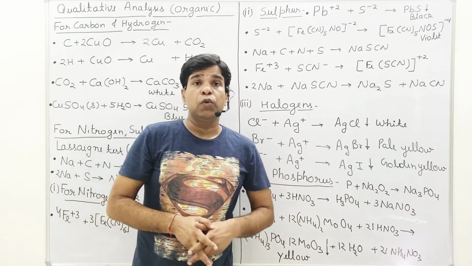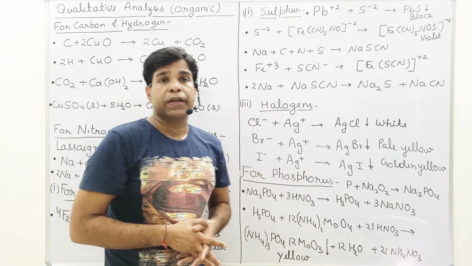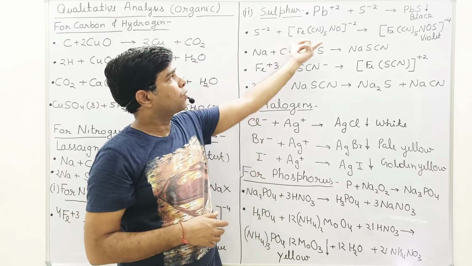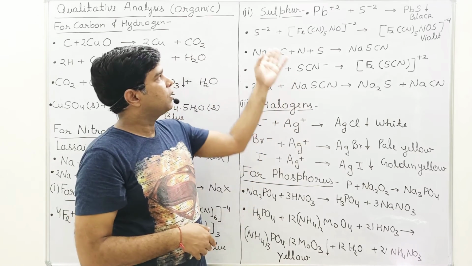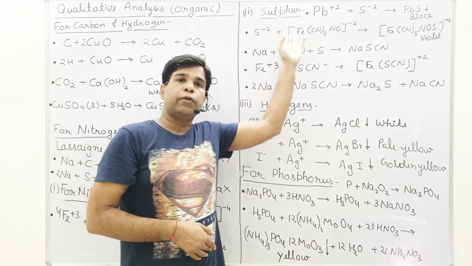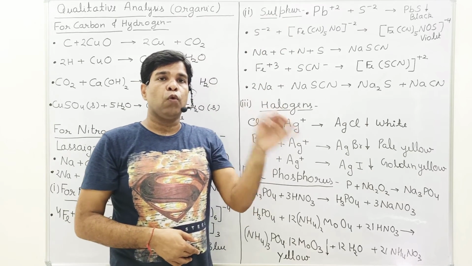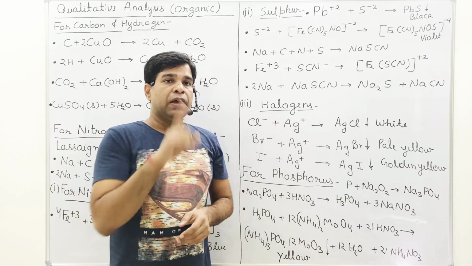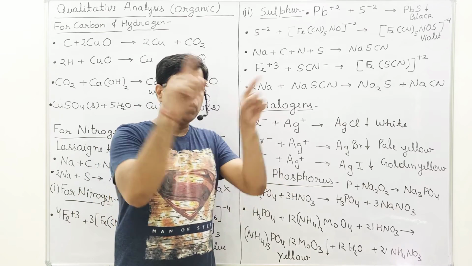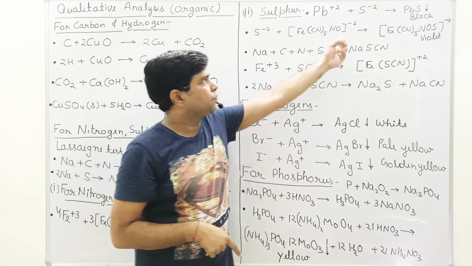Alternatively, we can take sodium nitroprusside solution and it will react with the sulfide. So what is the reaction? S2- plus nitroprusside [Fe(CN)5NO]. This time NO has the plus 1 charge. [Fe(CN)5NO] with a 2- charge.